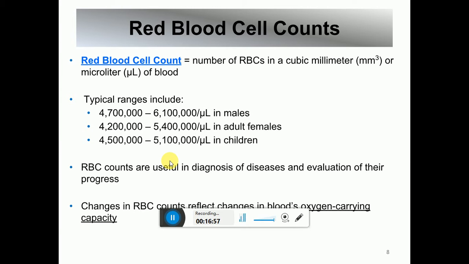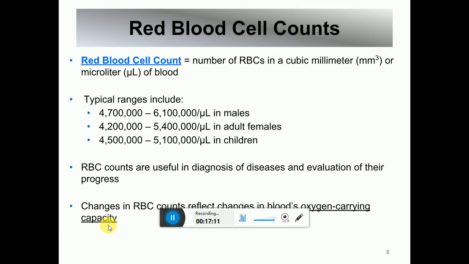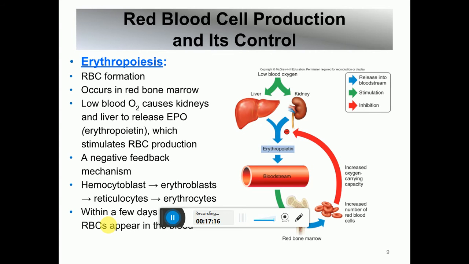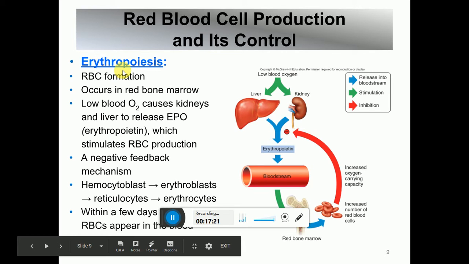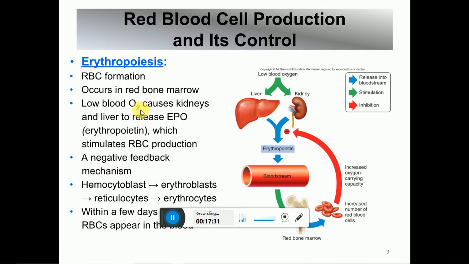The amount of red blood cells we have, or the RBC count, is really a reflection of the ability of the blood to carry oxygen, and that's what is known as the oxygen carrying capacity of blood. So the more RBCs that patient has, obviously the better the capacity of that blood to carry oxygen. Now, the production of blood cells is known as erythropoiesis. So erythropoiesis, again, is the making or synthesis of red blood cells.